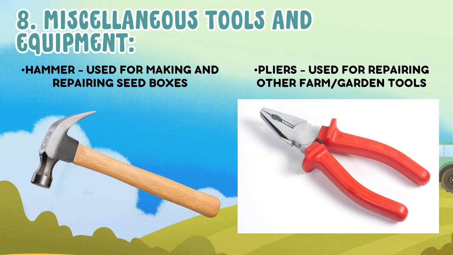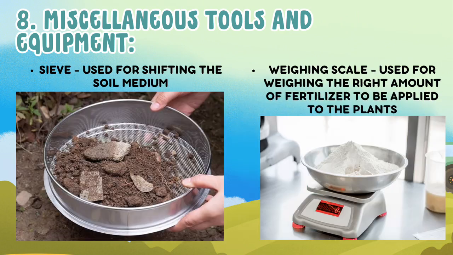For number 8. Miscellaneous tools and equipment. Hammer, used for making and repairing seed boxes. Next is pliers, used for repairing other farm/garden tools. Next is sieve, used for sifting the soil medium. Next a weighing scale, used for weighing the right amount of fertilizer to be applied to the plants.